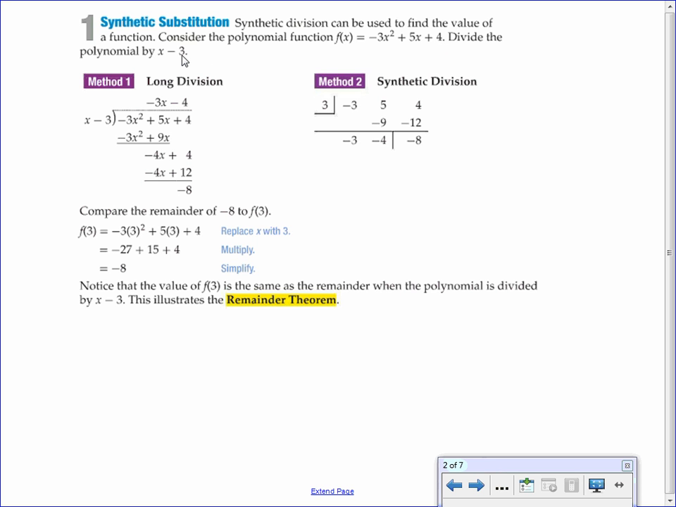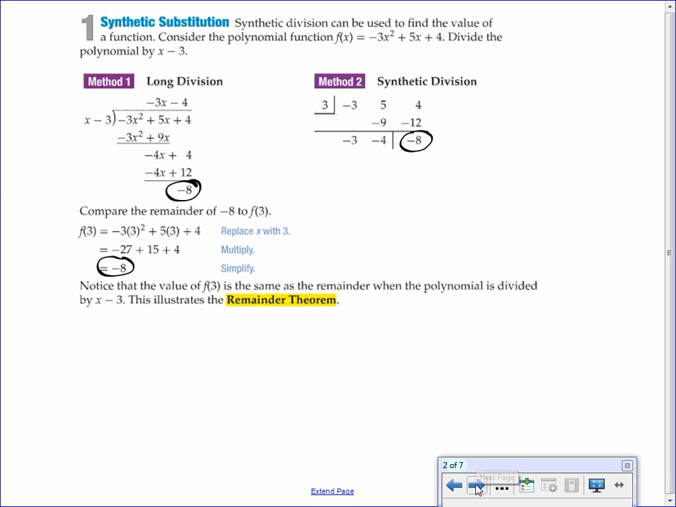Well, the first way we learned was through long division. We got a remainder of -8. The second way we learned was synthetic division. And once again, you can see that we've got the same thing here, 3x minus 4 with a remainder of -8. Now, I want you to notice on this. If I took my original function and evaluated it for f of 3 and worked it out, notice I get the same answer here as I got right here. And this illustrates the remainder theorem.